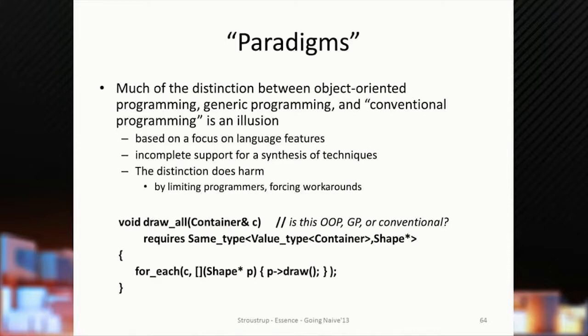Similarly, I would like to see object-oriented programming, generic programming, and conventional programming just as different aspects that you can use in combination. And I want to be able to develop rules for how you do things that don't talk in terms of these paradigms, which may become semi-religions. And the focus has been on language features. Do I write templates or do I write virtual functions? That's incomplete synthesis. So I think it does harm.